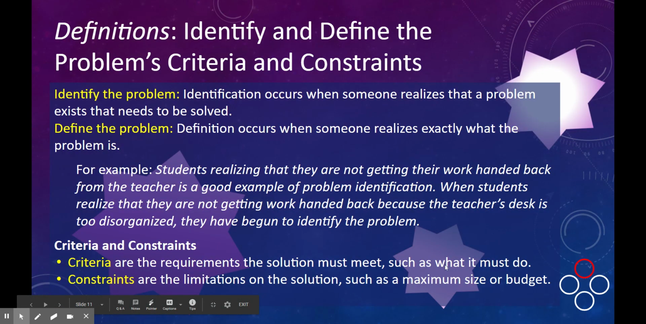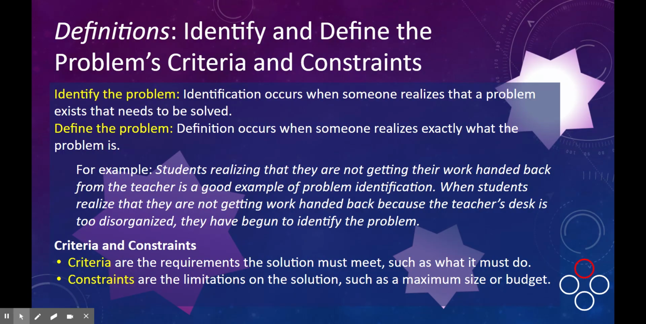So definitions, what does it mean to identify and define the problems, criteria, and constraints. So identify the problem. Identification occurs when someone realizes that a problem exists that needs to be solved. Define the problem. Definition occurs when someone realizes exactly what the problem is.